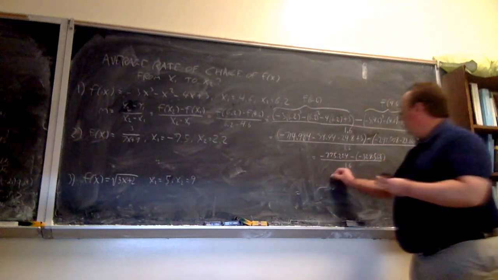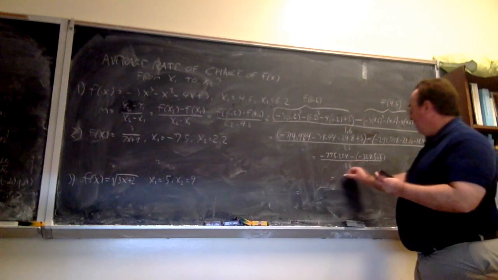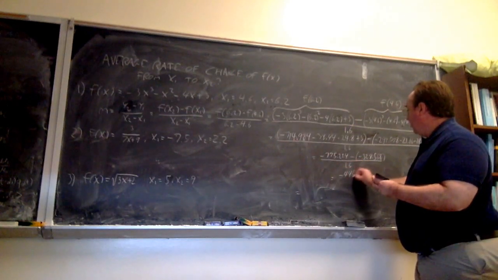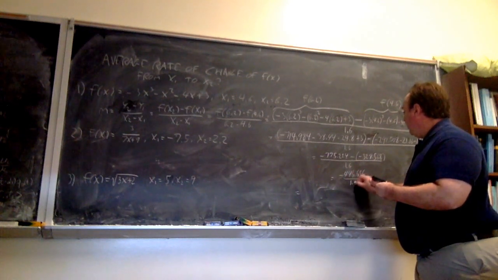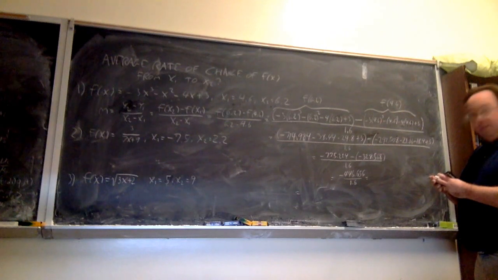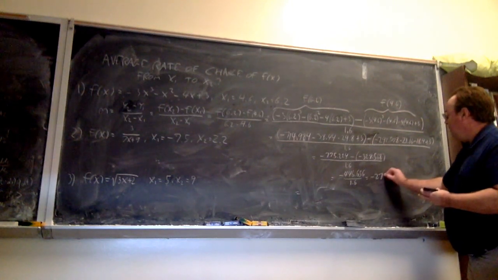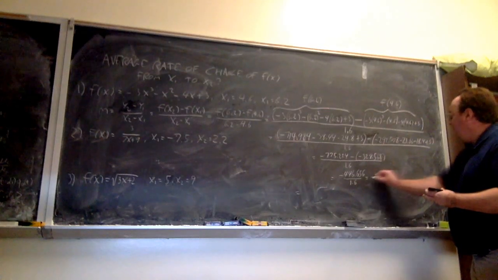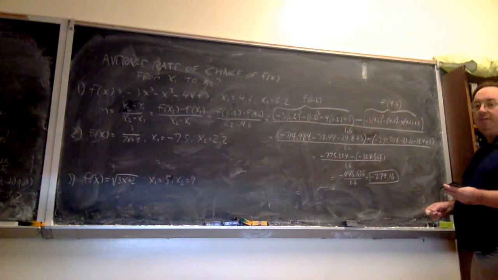So when we work out the numerator, we get minus 446.656 over 1.6. So we carry out the division, and we get minus 279.16. And that's our final answer for that one.